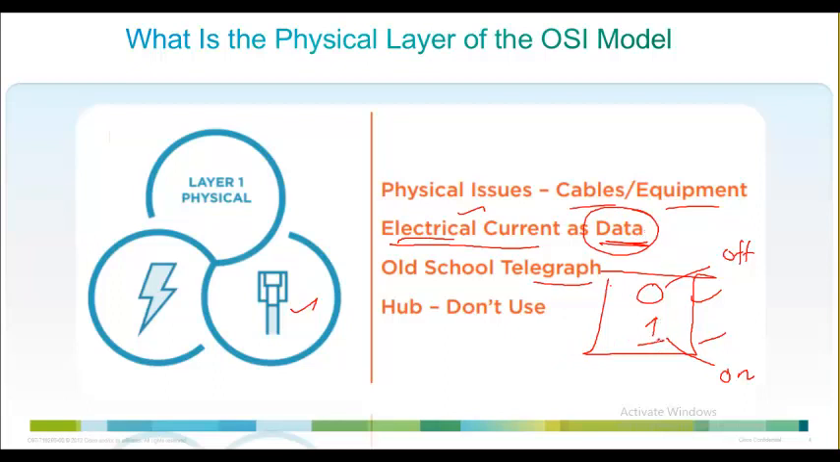The 0 and 1 is called the binary system. Binary. This electrical signal uses binary. We human beings use decimal numbers. The electrical current uses binary, on and off. On means 1, off means 0. This is how your data and my data is going.